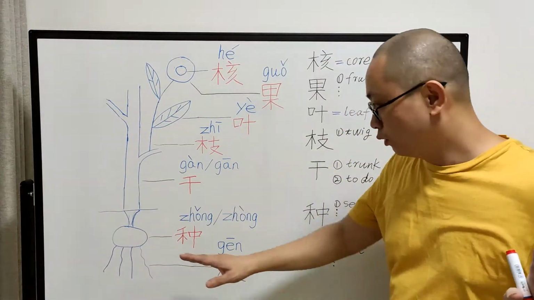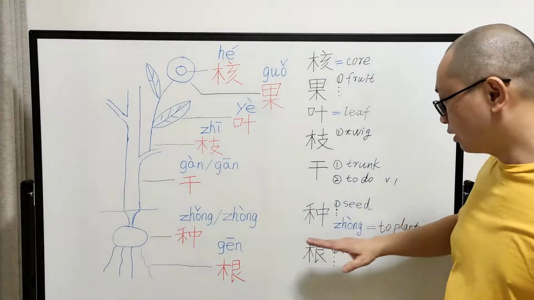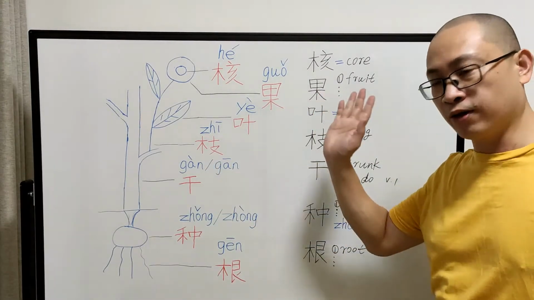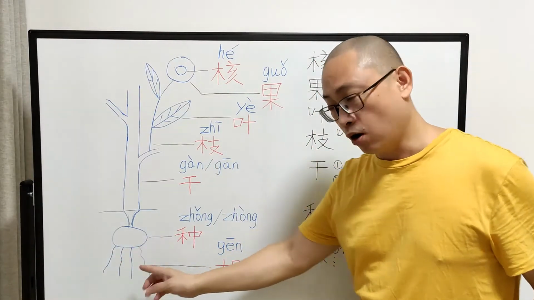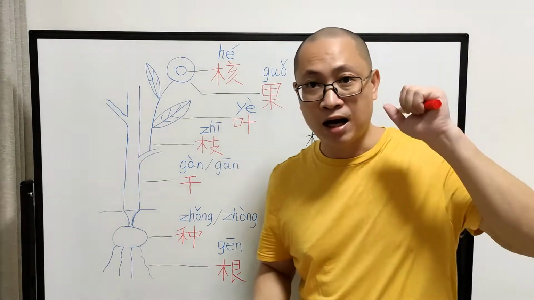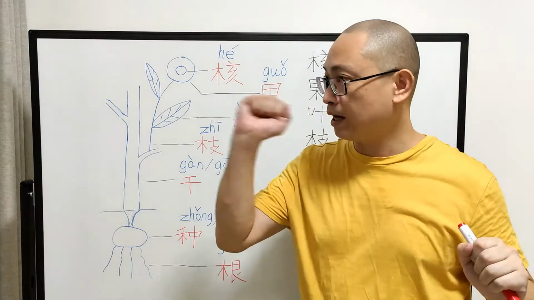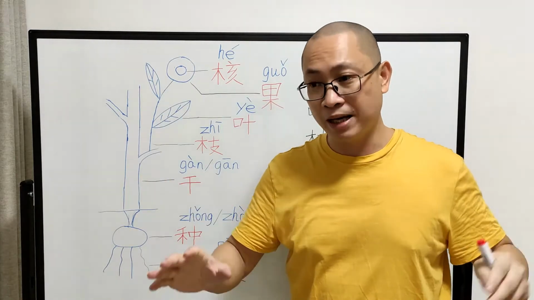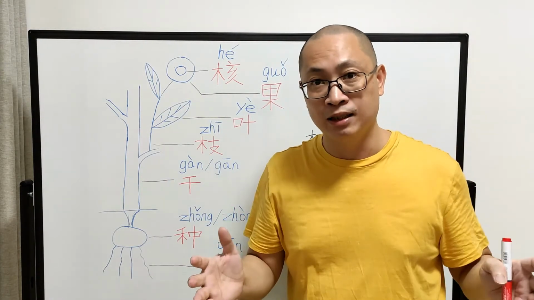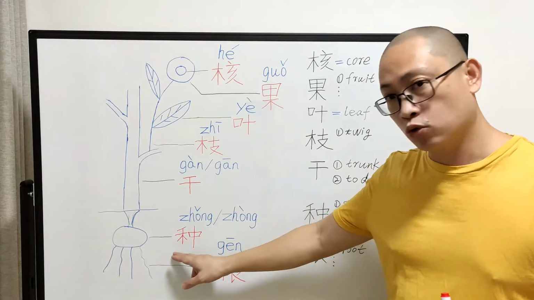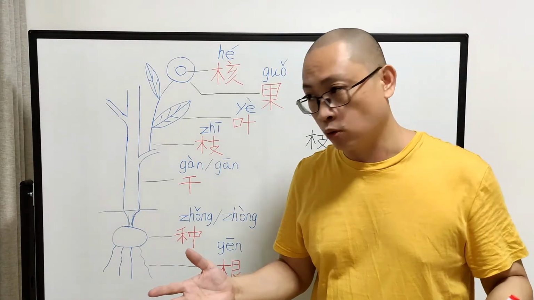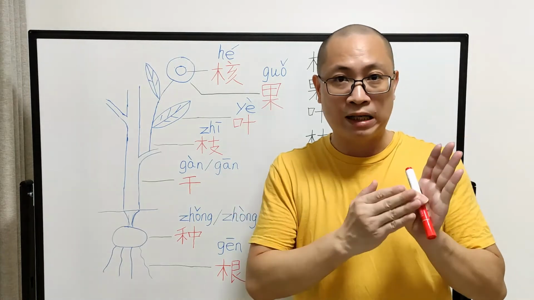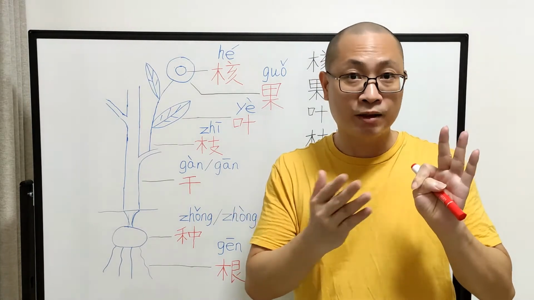Okay, next character, 种, seed, 种 third tone, 种 seed. Okay, and you see, here are apples, here are pears, here are fishes, here are birds. What makes them different from one another? Okay, seed, just 种 makes them different. So 种 has this kind of meaning, like race, species, different types.